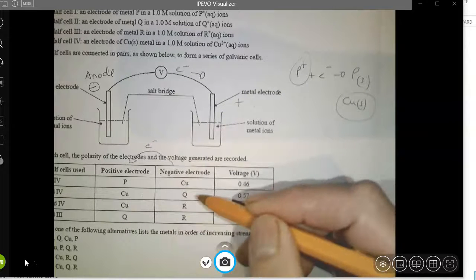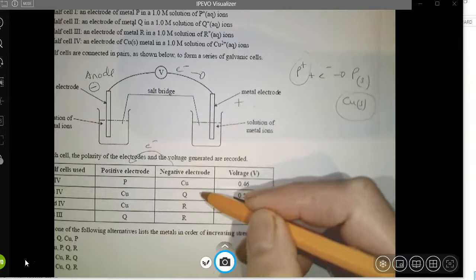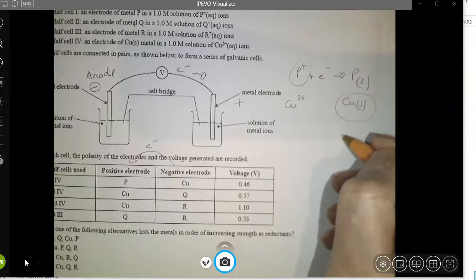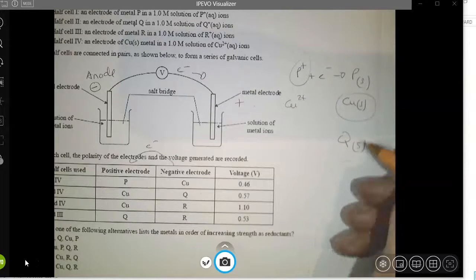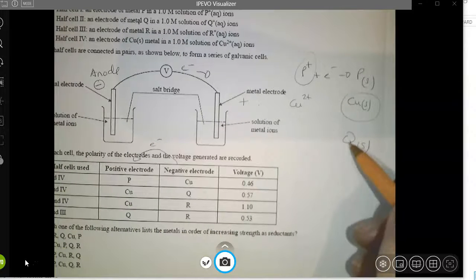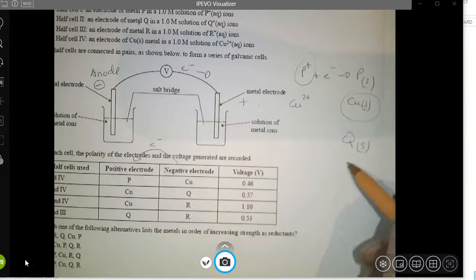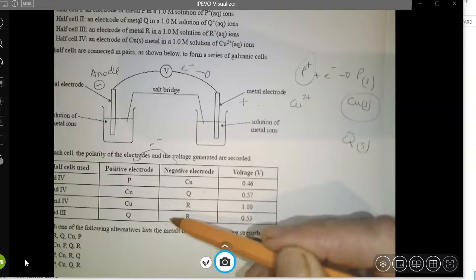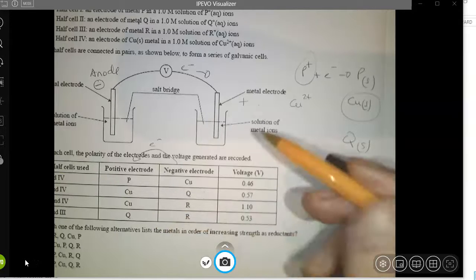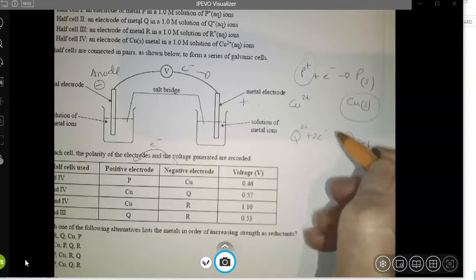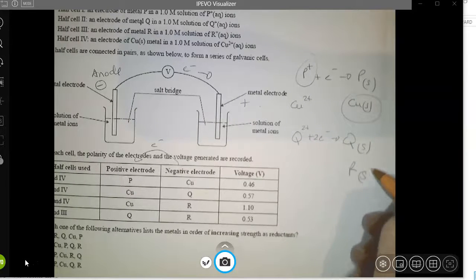The next one, copper is getting electrons from the Q. So the copper ions are getting the electrons from the Q metal. Next one, the copper is getting it from the R. So the question is, is the R below the Q or above the Q? So if we look at the Q and R, the Q is getting the electrons from the R. Q ions are getting their electrons from the R metal.